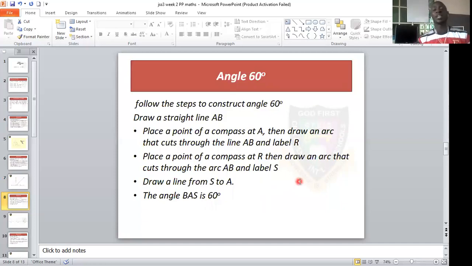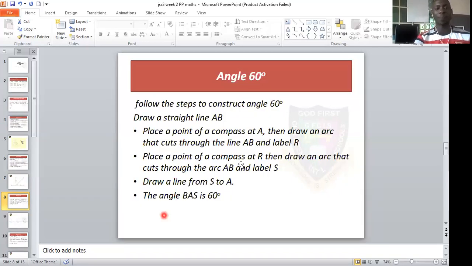The next step says, place a point of compass at R. Then draw an arc that cuts through the arc AB and label S. The next procedure says, draw a line from S to A. The angle BAS is 60 degrees. This is very, very easy. This is like 4 steps in constructing angle 60 degrees. So let me take you through it with the diagram.